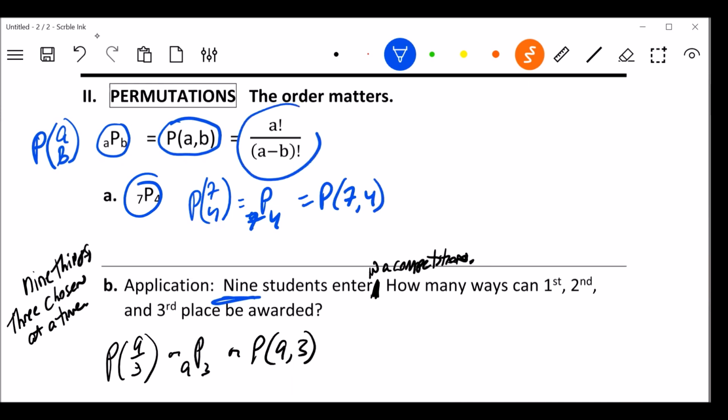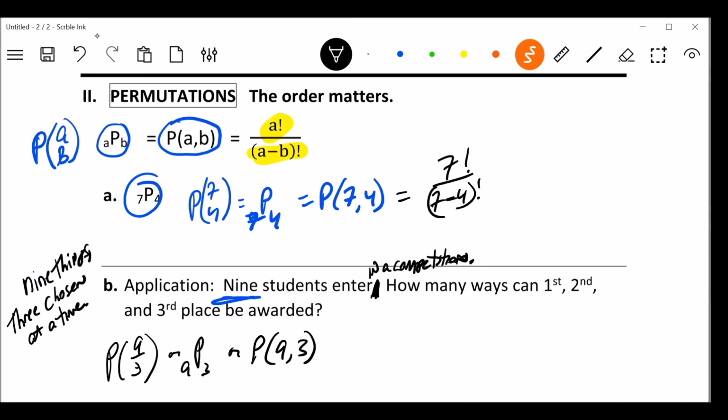Now, this is the formula: A factorial over A minus B factorial. So that's 7 factorial over 7 minus 4 factorial. And that's 3, that means that's 3 factorial. You can do this on a calculator with a calculator button. Do math, and I think it's the math button. I'm going to check.